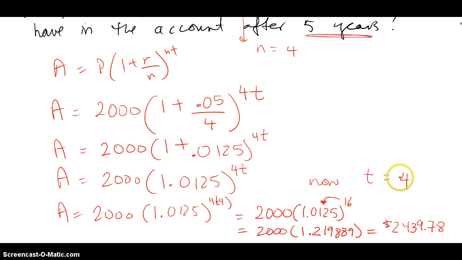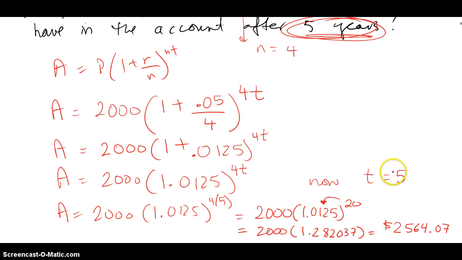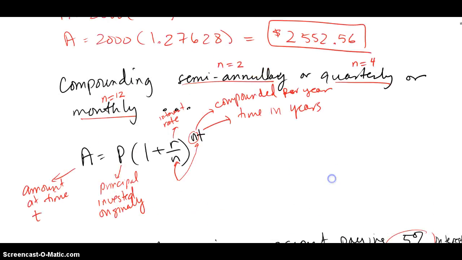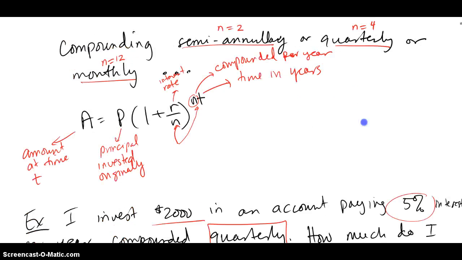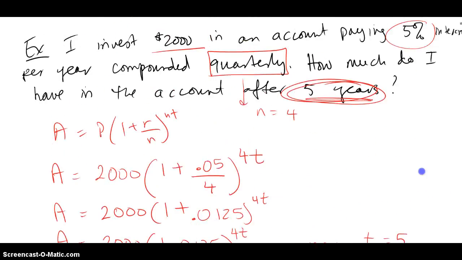Oh, actually we plugged in the wrong T. We should go back and plug in T equals 5. Sorry, because it's 5 years later. Okay, fixing that mistake. 5 years later, T is 5, so we raise it to 4 times 5, the 20th power, apply that exponent, and then we get this, carry it from your calculator, so ultimately we have $2,564.07 sitting in the account 5 years later. So we made an interest of $564.07, which was a little bit more than if it was just annually. And that's about it.